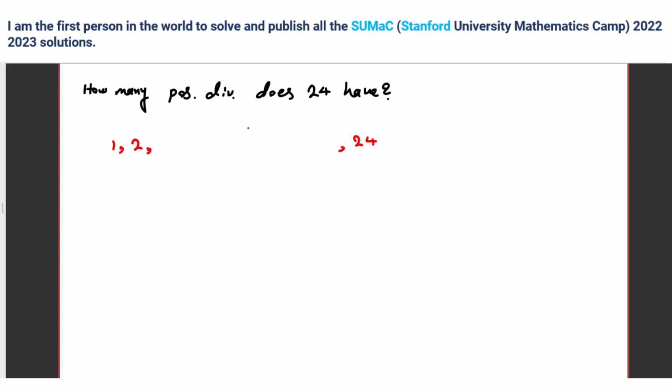Then what? 2 and 12. Yes, what else? 3, and then 8. What else? And then 4 and 6. So that makes 8, not 7. So how many positive divisors are there? So there's 8, right?